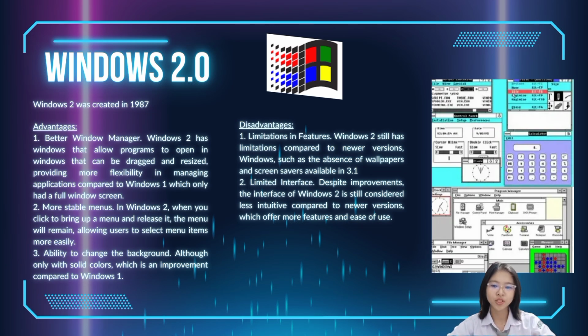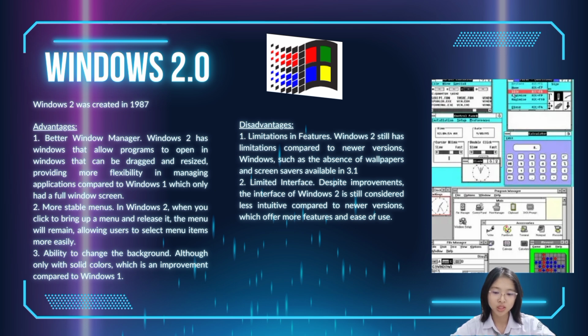Windows 2.0 was created in 1987. The advantages: 1. Better window manager. Windows 2 has a window that allows programs to open in windows that can be dragged and resized, providing more flexibility in managing applications compared to Windows 1, which only had a full screen window.